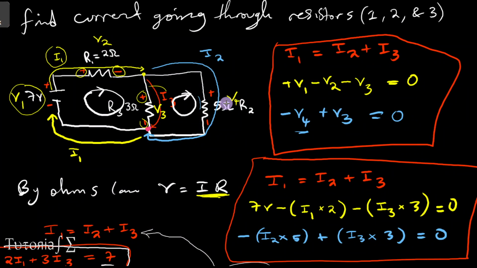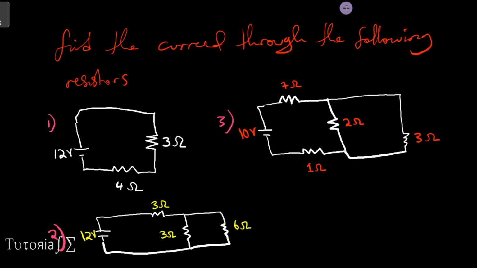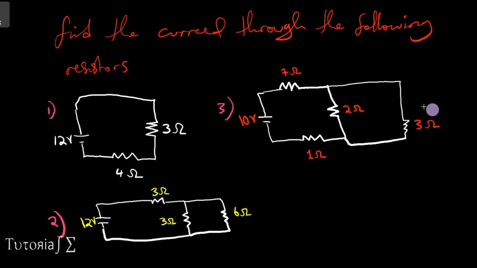Let me just put up a question for you to try out. All right, so just these 3 questions. Find the current through the following resistors. So for here, you do what we were doing. Question 2, we have 12 volts, 3 ohms, 3 ohms, 6 ohms, 7, 2, 1, 10 volts, and 3 ohms.